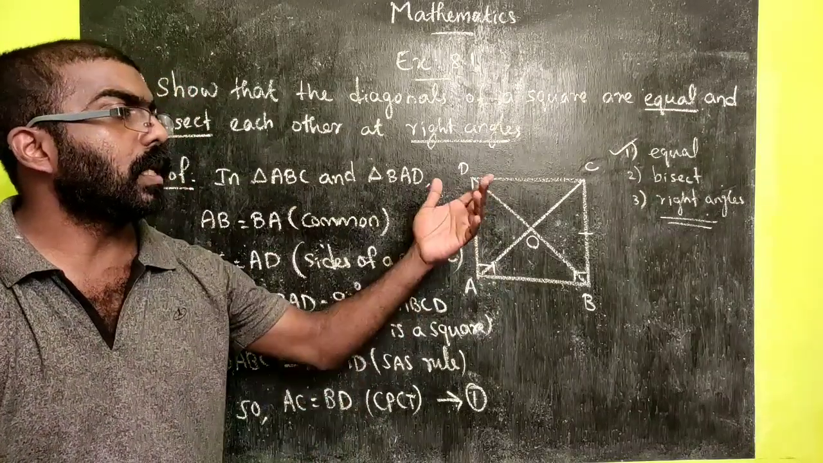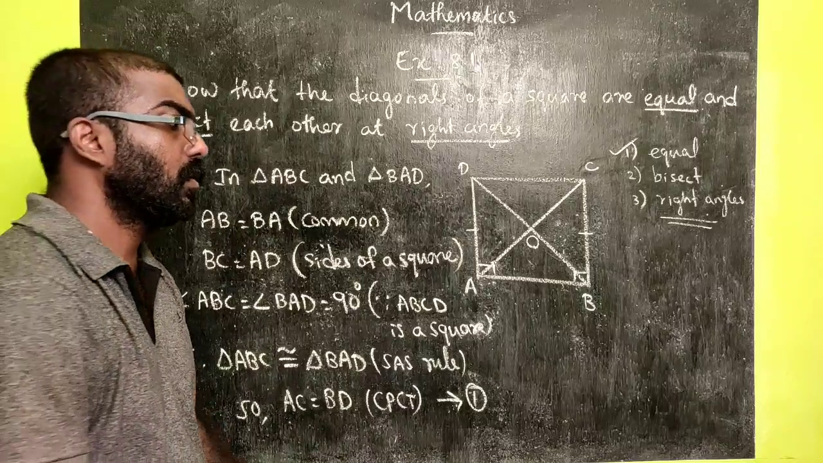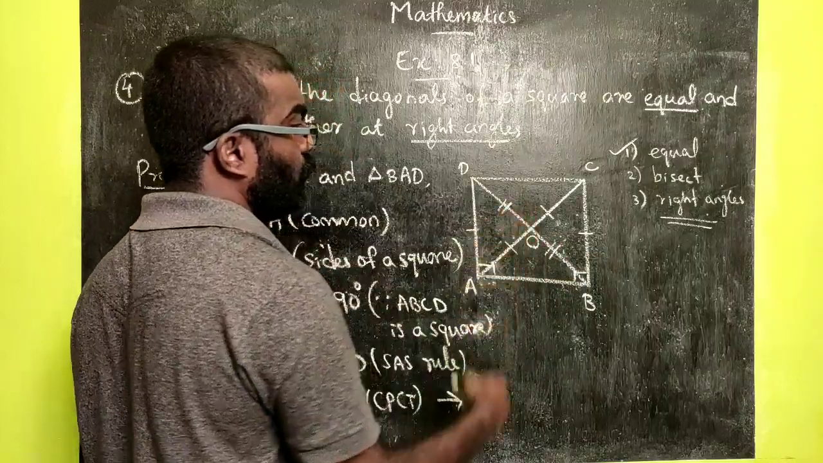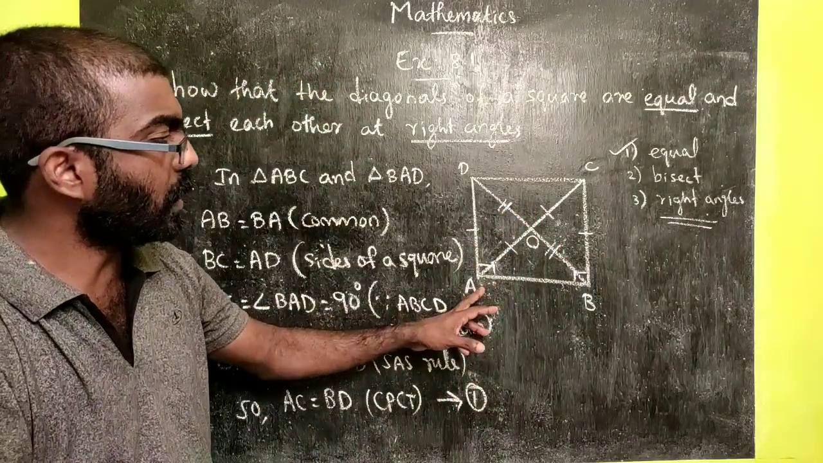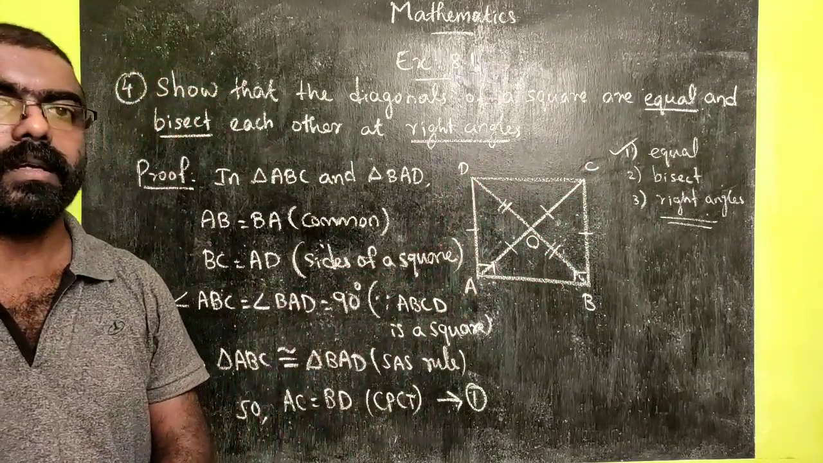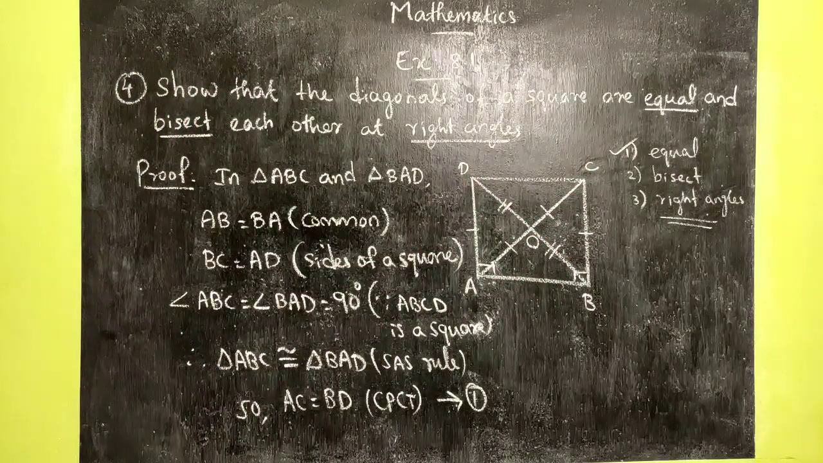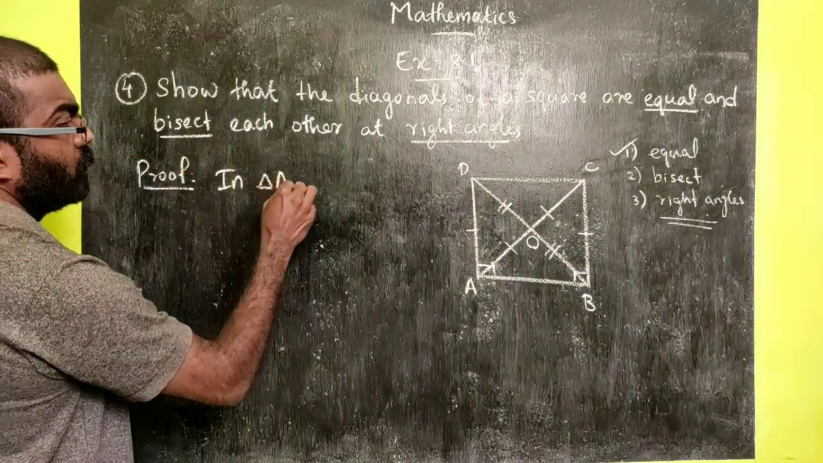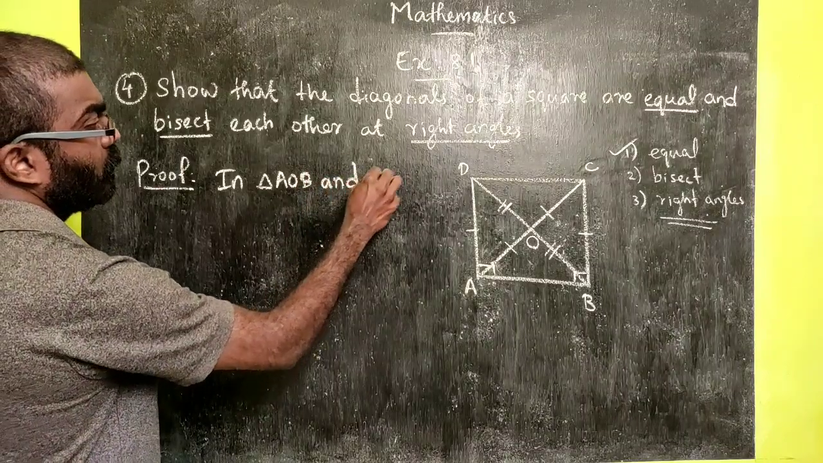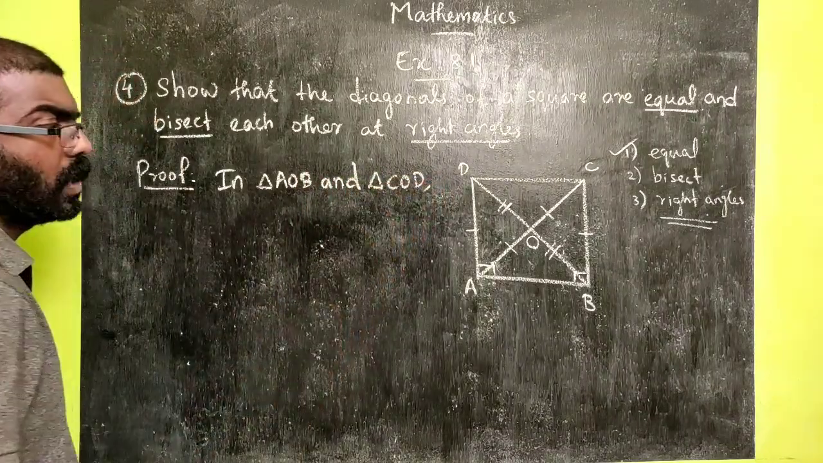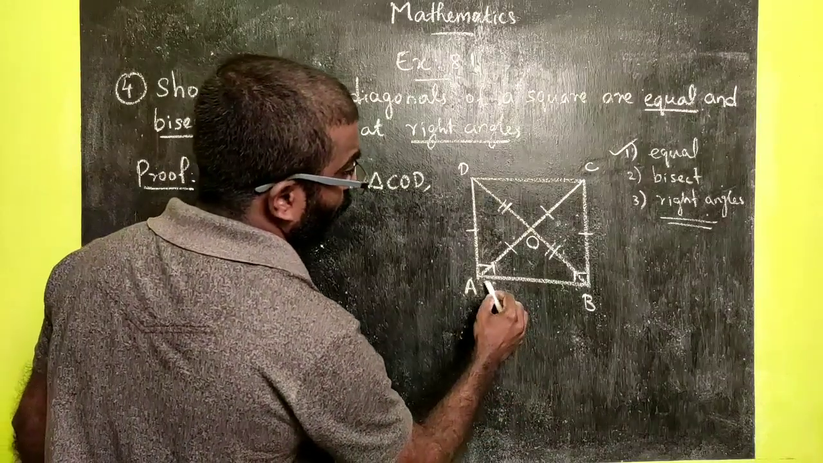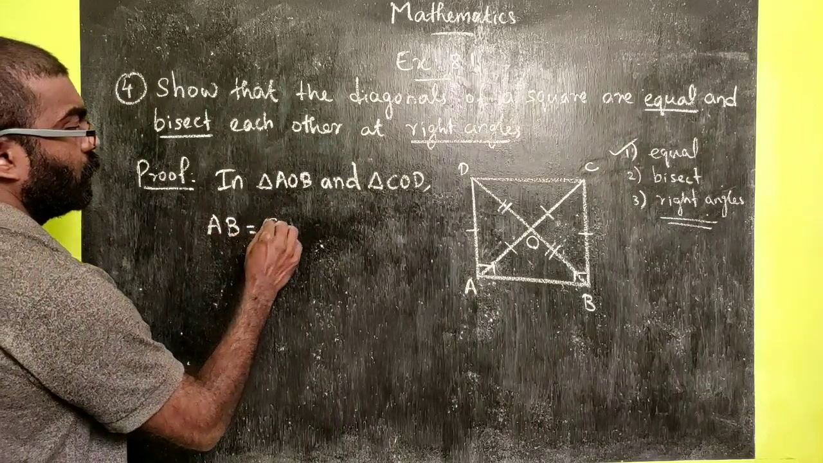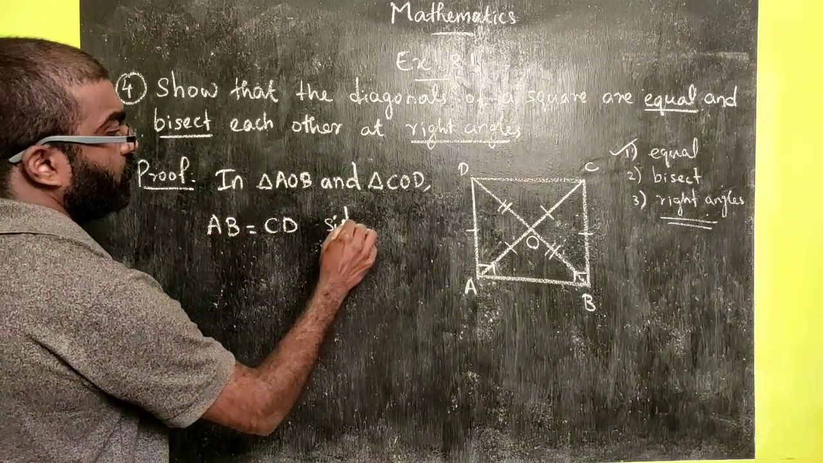Now we can prove the diagonals bisect each other. Bisect means we have to prove OA equal to OC and OB equal to OD. For that we can take the triangle AOB and COD. Now in triangle AOB and triangle COD, what we can write? AB and DC are equal. AB equal to CD, sides of square.